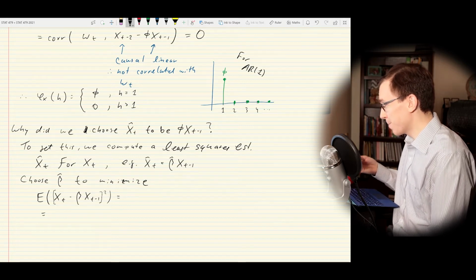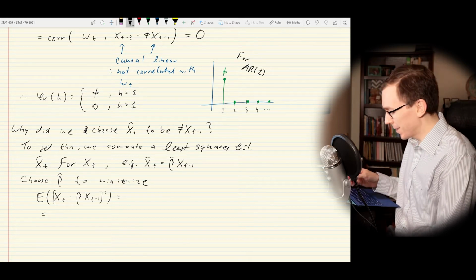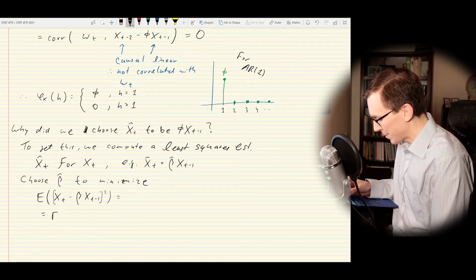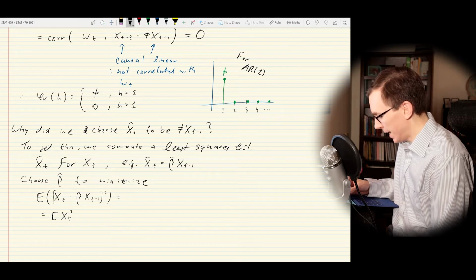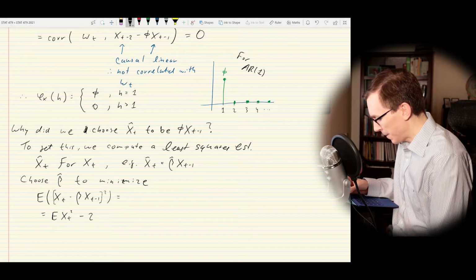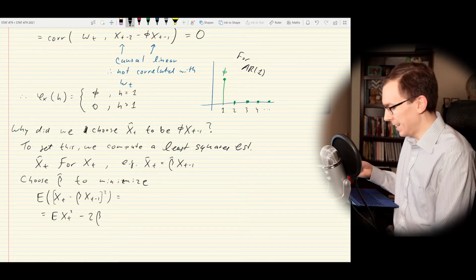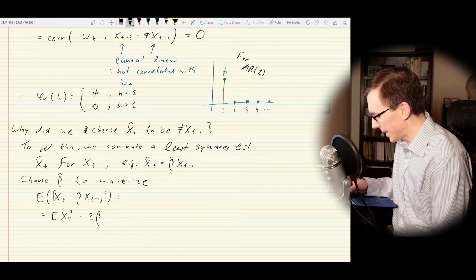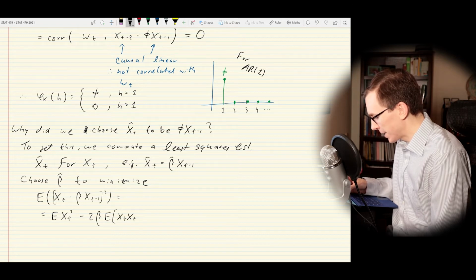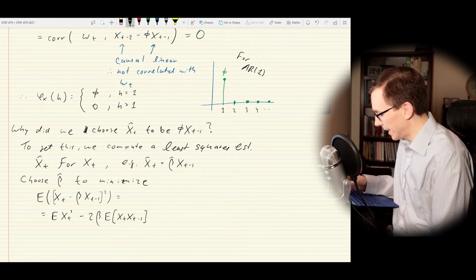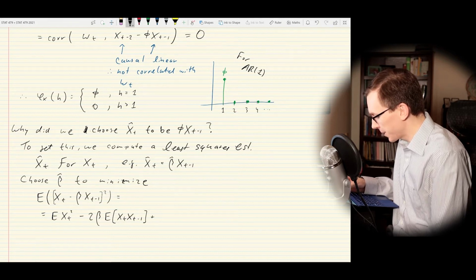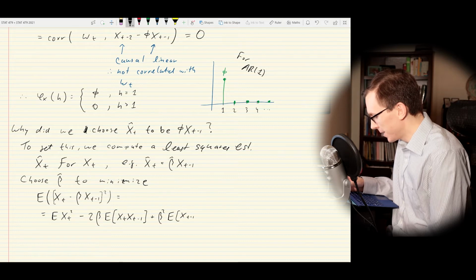So what do we do? Well, we just break up all the terms and expand the quadratic. We get an expected value of x_t squared. We get a minus 2 beta. Beta is not a random variable, so it pops outside of the expectation, and we get the expected value of x_t x_{t-1}. And then lastly, we get the last term squared, which is beta squared times the expected value of x_{t-1} squared.